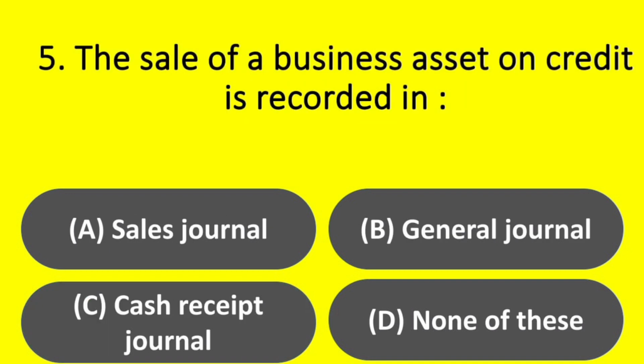The sale of a business asset on credit is recorded in options A, sales journal, option B, general journal, option C, cash receipt journal, option D, none of these. Answer. Option B, general journal.